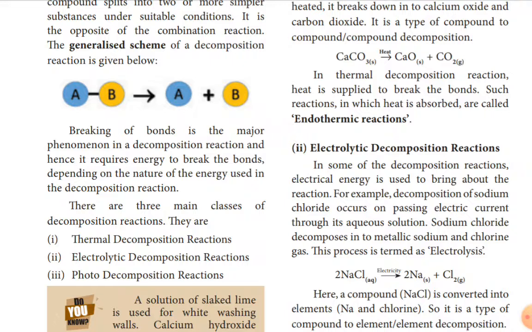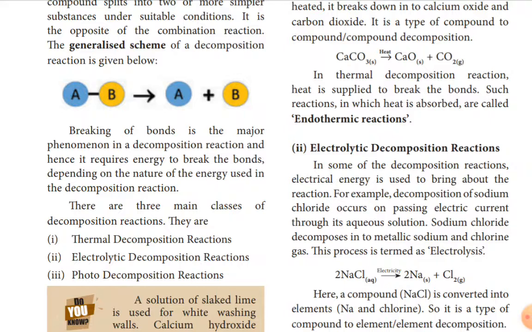For example, the decomposition of sodium chloride. Sodium chloride is decomposed into sodium and chlorine. This decomposition takes place in the presence of electrical energy, so this is also termed an electrolysis reaction. Sodium chloride, NaCl, will not decompose in the solid state. Sodium chloride here doesn't mean solid sodium chloride; that is sodium chloride dissolved in water, an aqueous solution of sodium chloride.